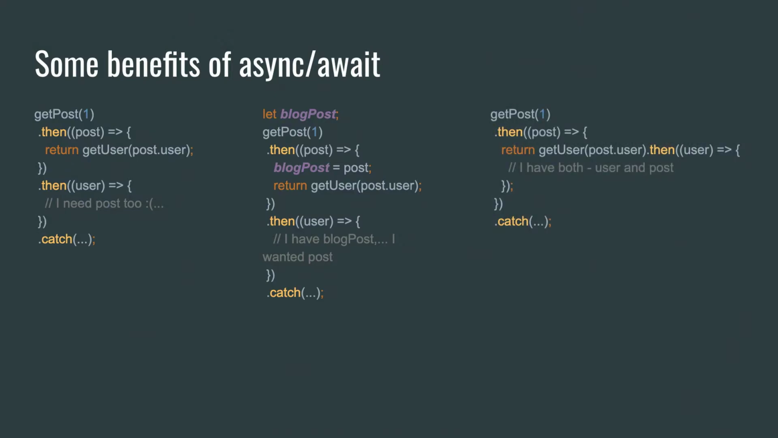Another way is to chain it, and in that case you get both. But again, in this simple case it's only two things, but you might get five things, seven things, and in that case it might get crazy. With async await syntax, it's pretty straightforward. It's two lines and you have everything available.